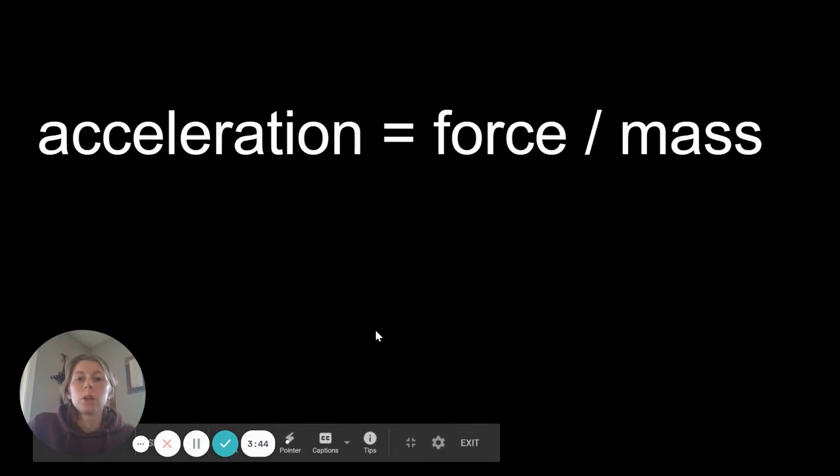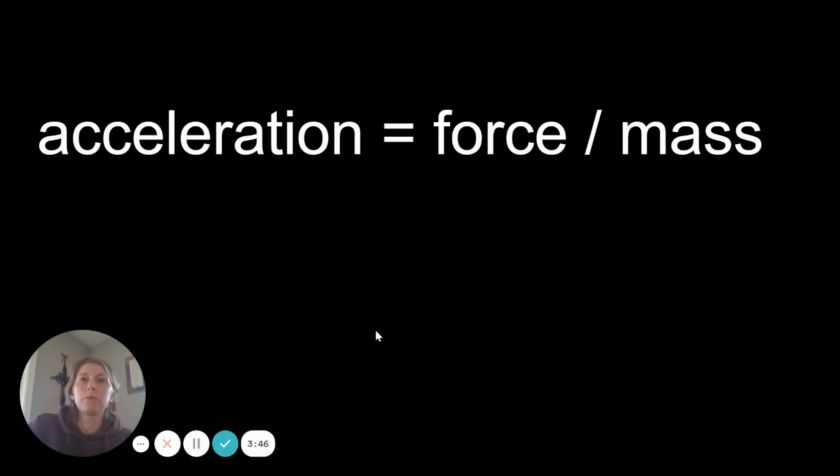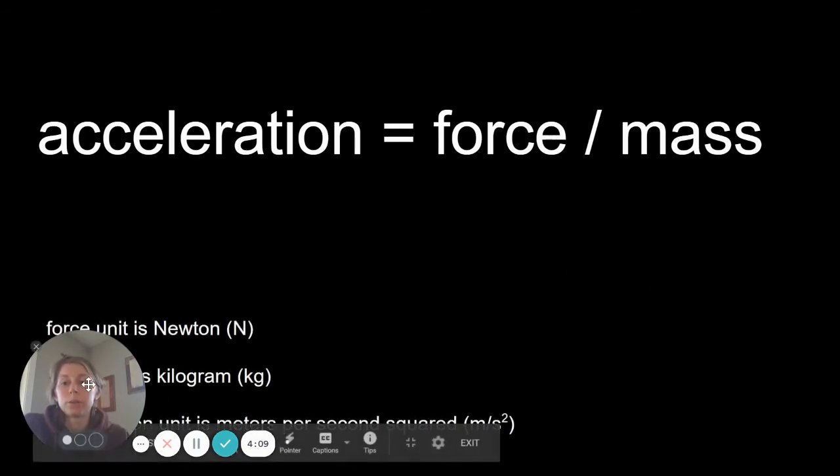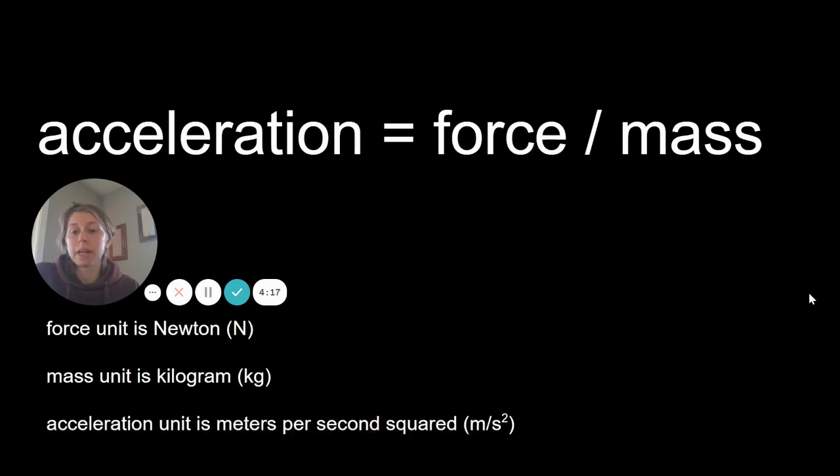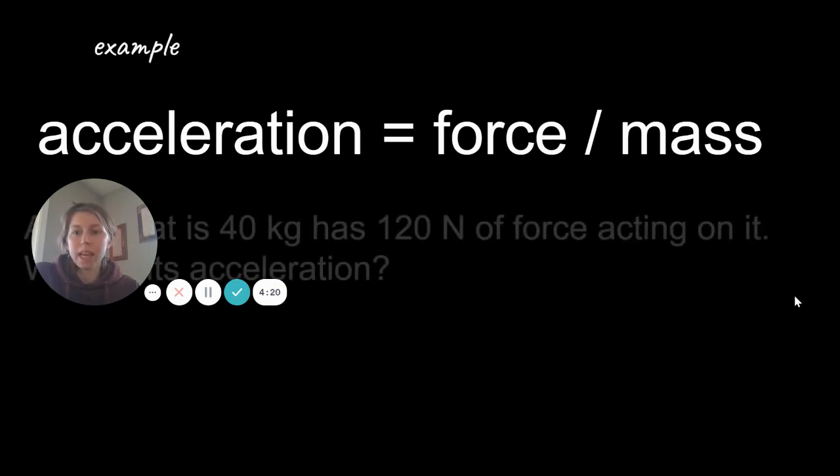Okay, so force equals mass times acceleration. If you rearrange those, you could make acceleration equals force divided by mass. You don't need to know the algebra behind that, you just need to know the second equation. They're the same equation, just with the parts moved around. So write this down in your notes: acceleration equals force divided by mass. Again, same units: newtons for force, kilograms for mass, and meters per second squared for acceleration. And here's another example.